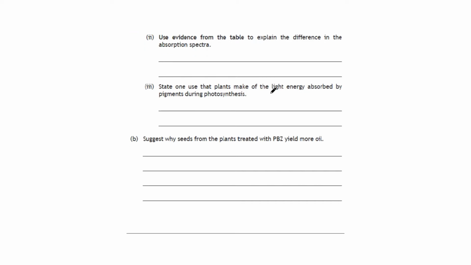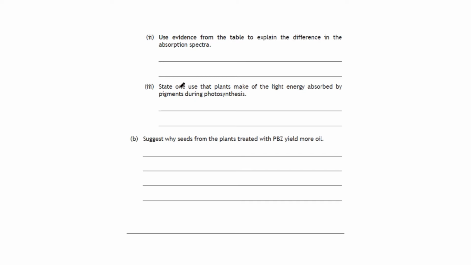The next one, part 3, is a knowledge question. So state one use that plants make of the light energy absorbed by pigments during photosynthesis. There's a few things you could say here. You could say they generate ATP. You could say they produce hydrogen. You could say they use it for photolysis. You could say they use it to split water. You could say they use it to excite electrons. You could say that they use the energy to pump hydrogen ions across the membrane.